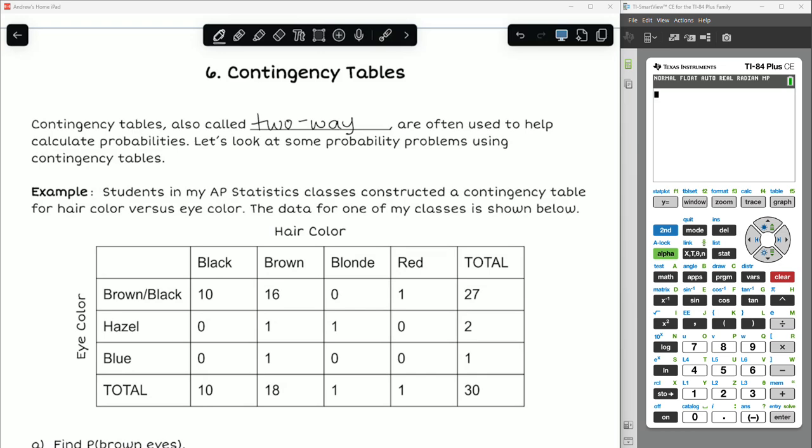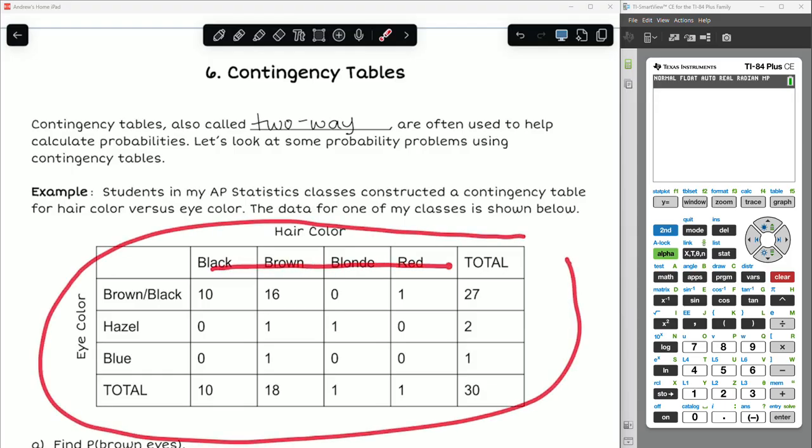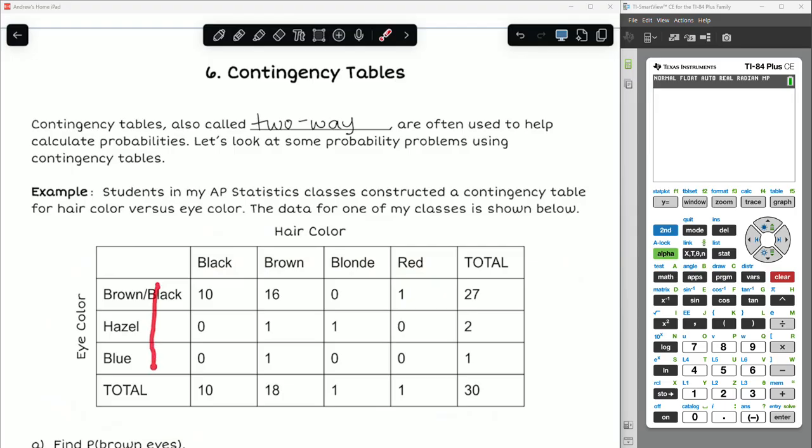For example, students in my AP statistics class constructed a contingency table for hair color versus eye color. I did this in all three of my AP stats classes this year. The data for one of my classes is shown in the table below. Hair color is along the top, eye color is along the sides, and you'll notice in both cases it's not every option in the whole world, it's the options that we saw in my class. Green isn't in the eye colors because there weren't any green-eyed kids in this particular class section.